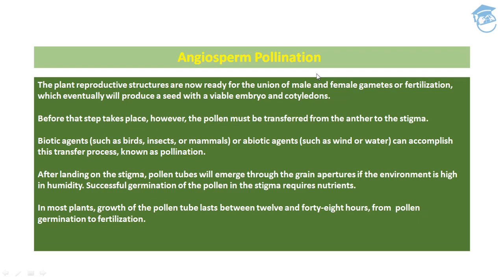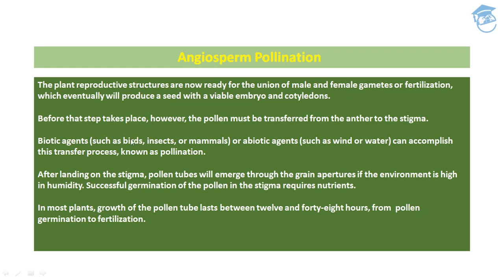Now we'll be talking about how the union of male and female gametes, or fertilization, takes place in angiosperm plants. So the plant reproductive structures are now ready for the union of male and female gametes, or fertilization, which eventually will produce a seed with a viable embryo and cotyledons. Cotyledons are the leaves which sprout out from a seedling just after germination.